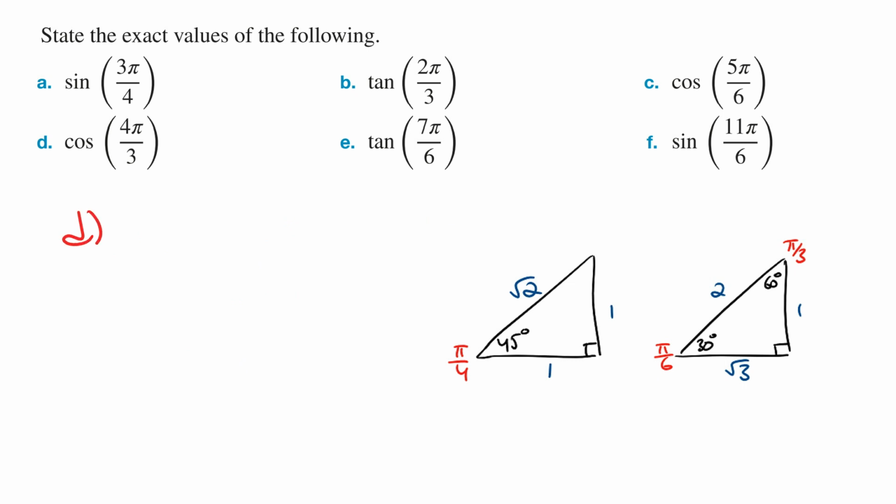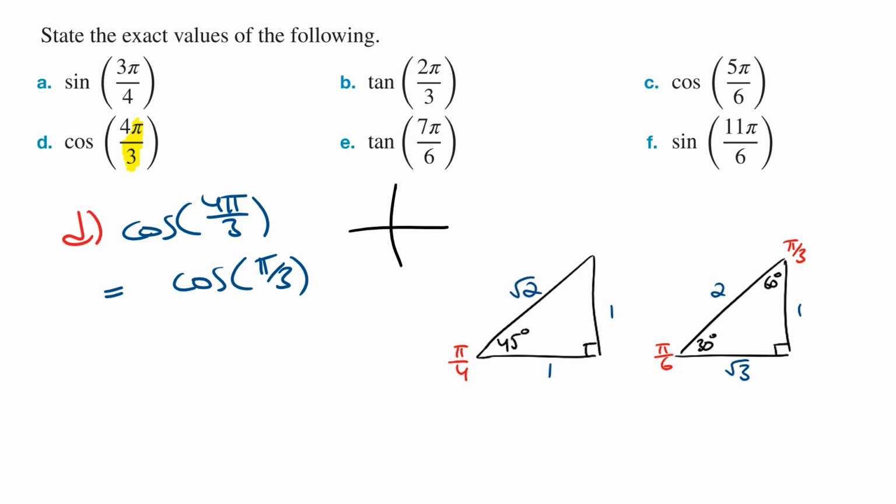Part D. We want the cos of 4 pi on 3. And so again, ignoring the 4, we're left with pi on 3. This means the base angle is pi on 3. And so the cos of 4 pi on 3 is going to equal cos of pi on 3. Only this time we need to work out whether this is going to be positive or negative.